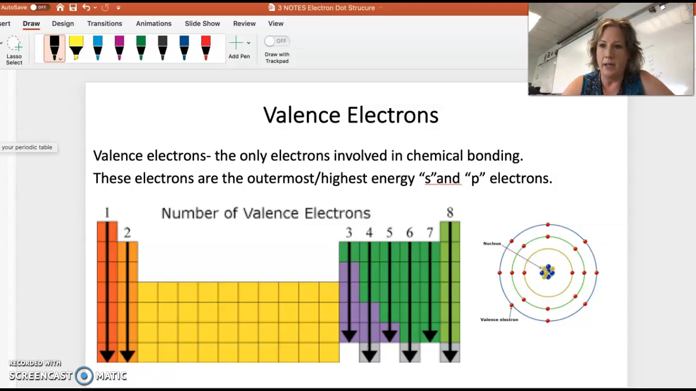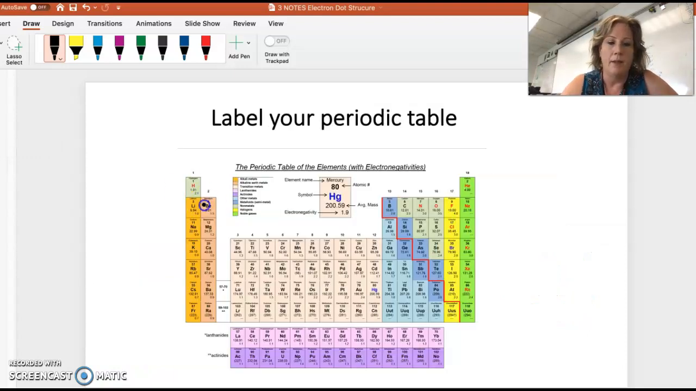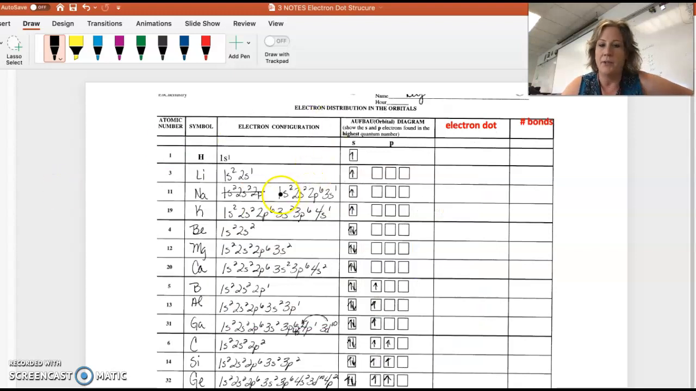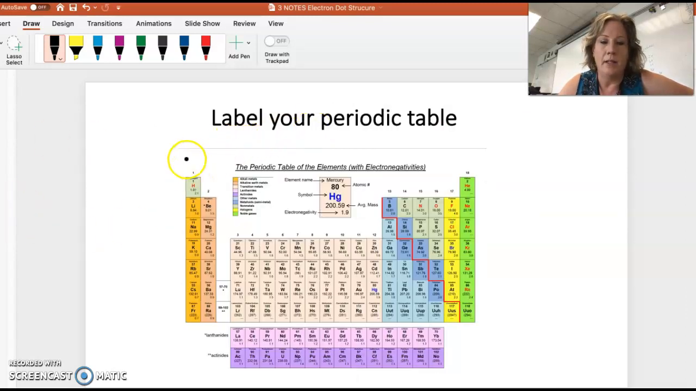So I want you guys to pause me and go get your periodic table if you don't have it. What we're going to do is label our periodic table. If you remember, back to this worksheet, which you're also going to need, these guys here were all in group 1 of the periodic table, and they all ended in s1. So on your periodic table, I want you to write 1e here, because there's one valence electron in that group.